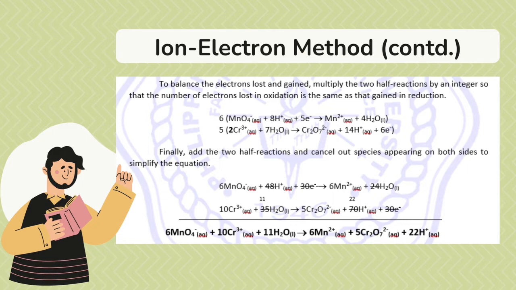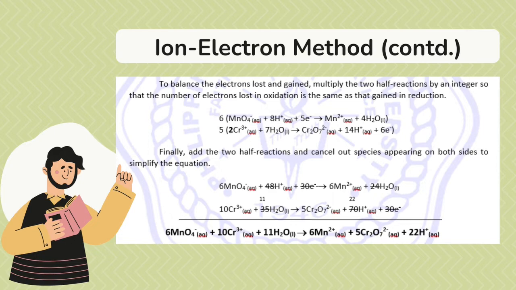Okay, so next we're gonna be having our final answer. We have here 6MnO4⁻ (aq) + 10Cr³⁺ (aq) + 11H2O (l) produces 6Mn²⁺ (aq) + 5Cr2O7²⁻ (aq) + 22H⁺ (aq). Okay, so this is now the balanced equation under an acidic media.